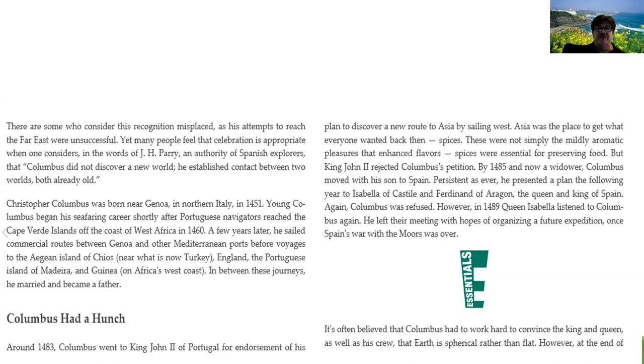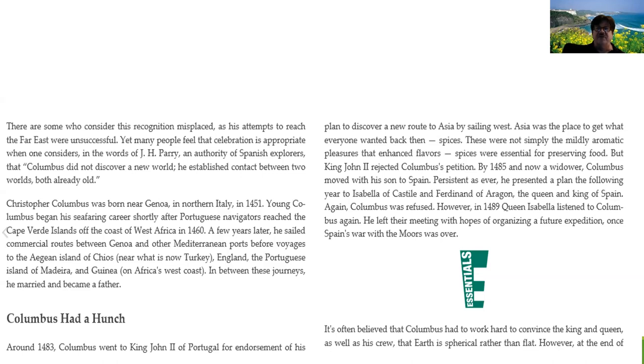As I continue, but King John II rejected Columbus's petition, meaning his request. Please give me permission to do this. By 1485, and now a widower, which means his wife died, Columbus moved with his son to Spain. Persistent as ever, which means he didn't stop trying, he presented a plan the following year to Isabella of Castile and Ferdinand of Aragon, the queen and king of Spain. So that's where you get the connection that most people, since he got permission from the king and queen of Spain, and his name sounds Spanish, he must have been Spanish, but actually he was Italian.